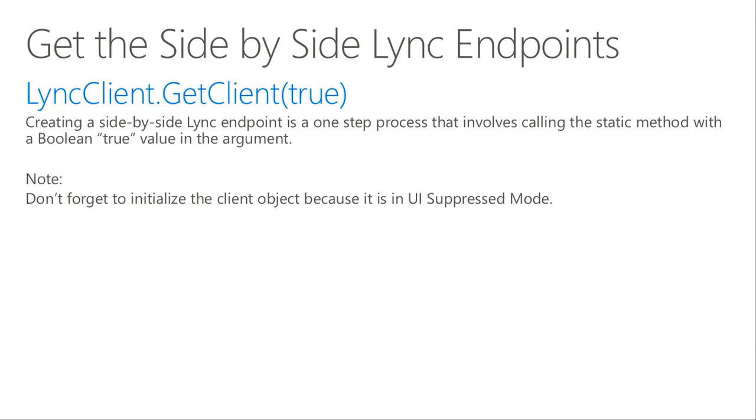How do you create the side-by-side Lync endpoints? The simplest way is to call GetClient the first time you get the Lync client instance, passing a parameter of true. With this passed in, you can get a side-by-side Lync endpoint. Okay, here is the last demo I can show.